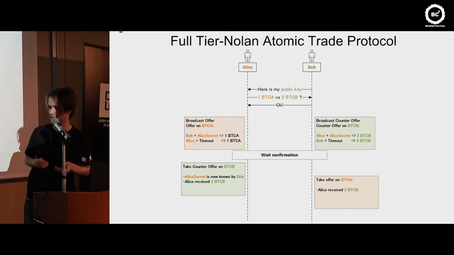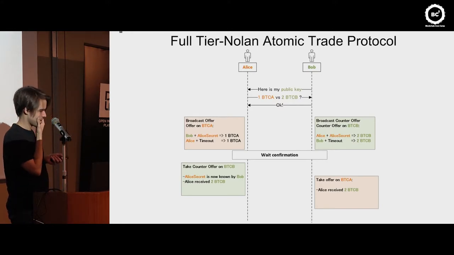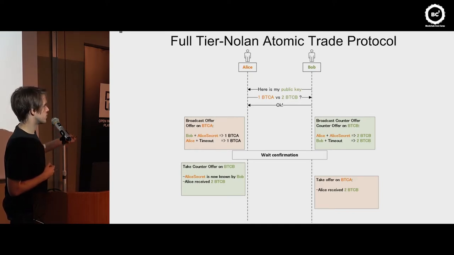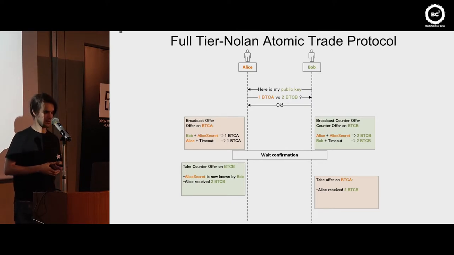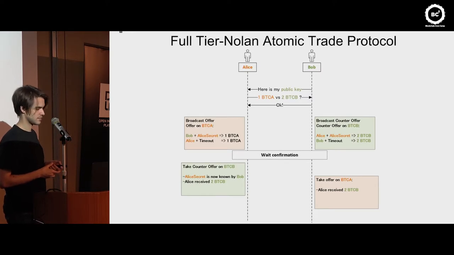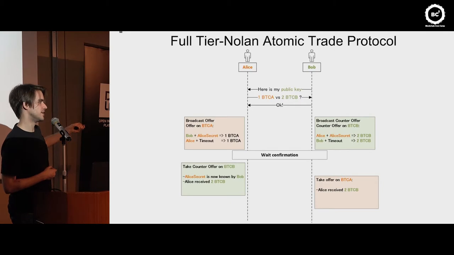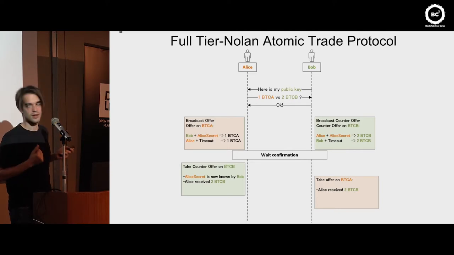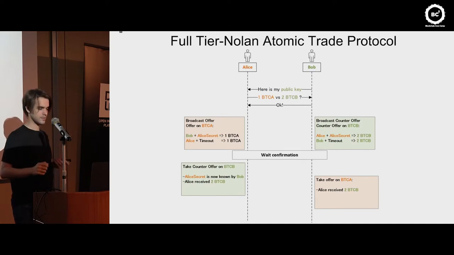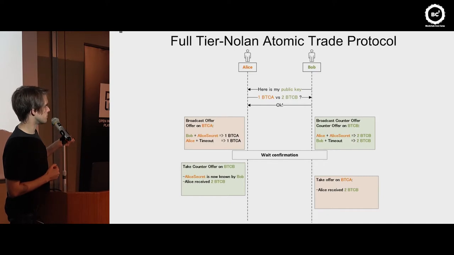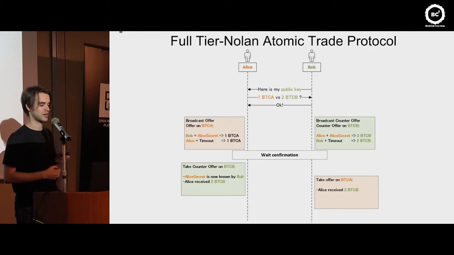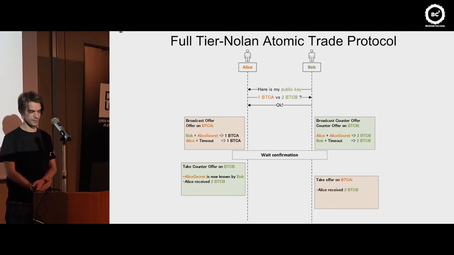So, if Bob agrees, then Alice and Bob create two transactions that Ethan was calling 2 and 3, I think. I call those transactions offer and counter offer. The offer is basically what Alice will send to Bob, which is 1 BTCA, if Bob knows a secret that only Alice knows. The second possibility is that Bob becomes uncooperative, so Alice wants to get back her money after the timeout.